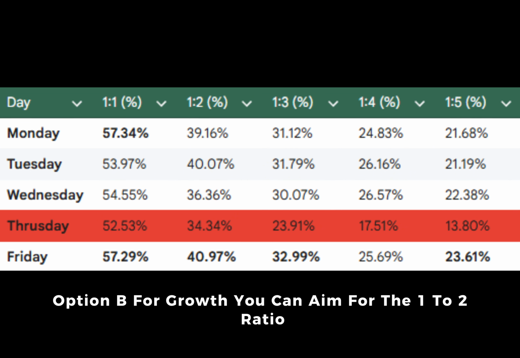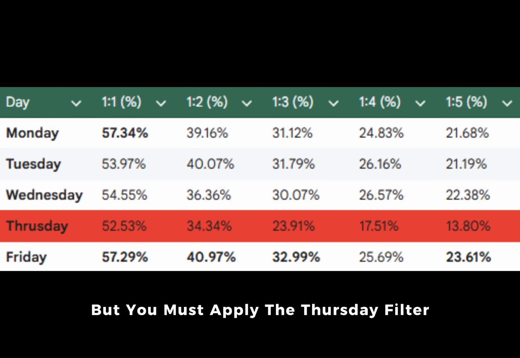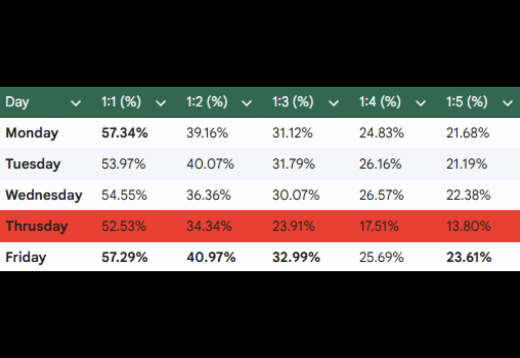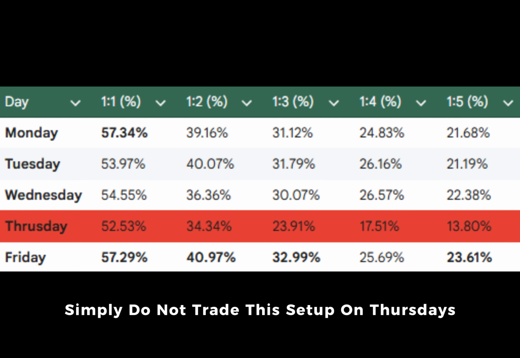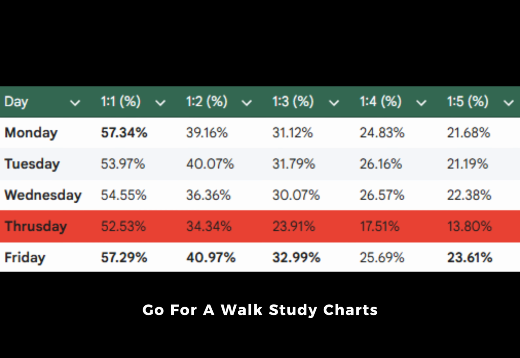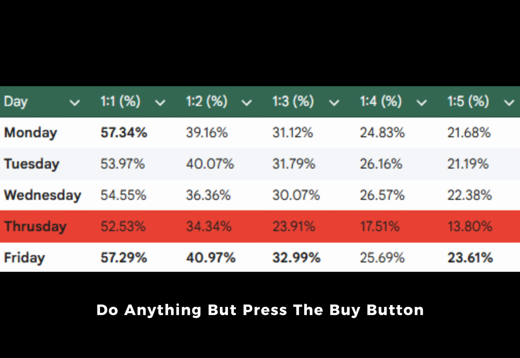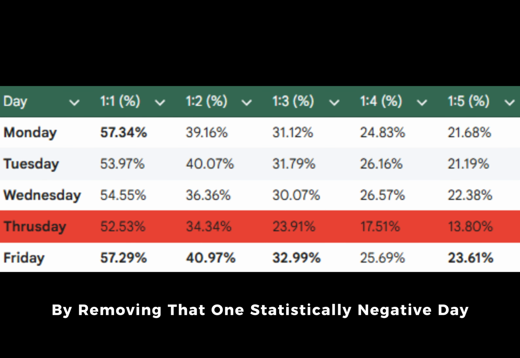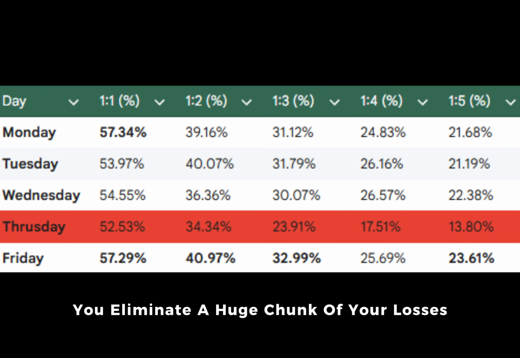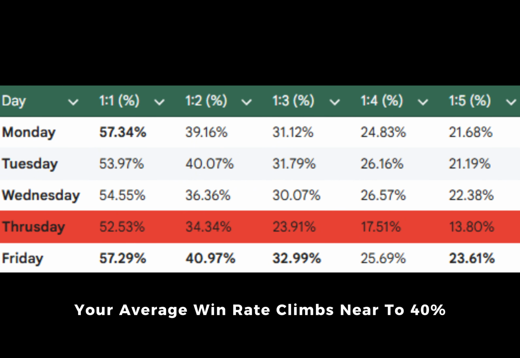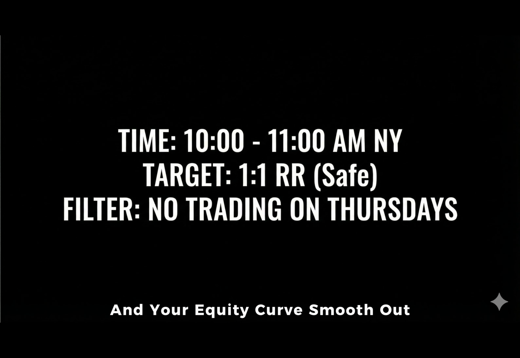Option B for growth. You can aim for the 1 to 2 ratio, but you must apply the Thursday filter. Simply do not trade this setup on Thursdays. Go for a walk. Study charts. Do anything but press the buy button. By removing that one statistically negative day, you eliminate a huge chunk of your losses, your average win rate climbs near to 40%, and your equity curve smooths out.